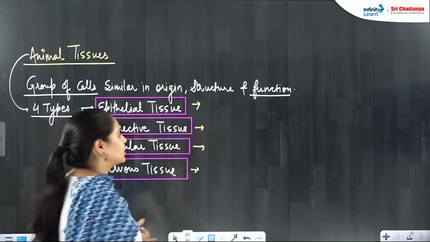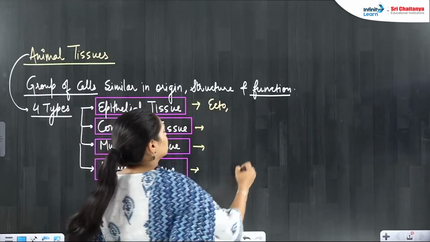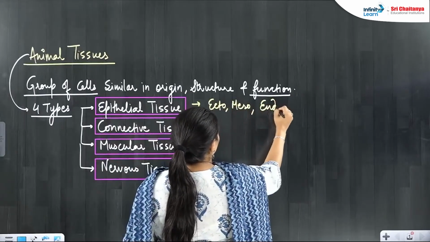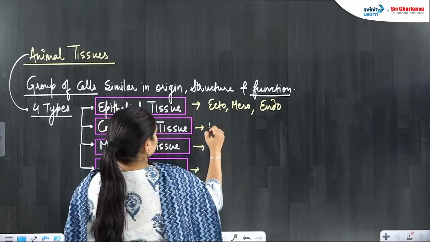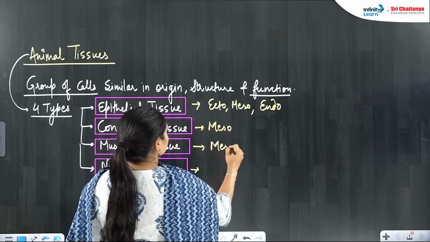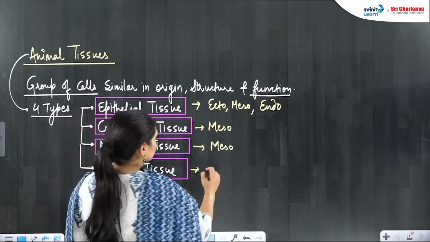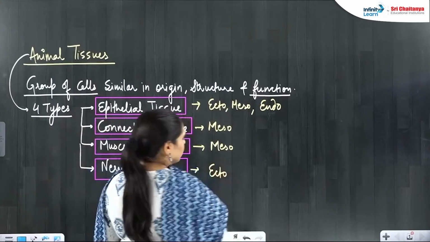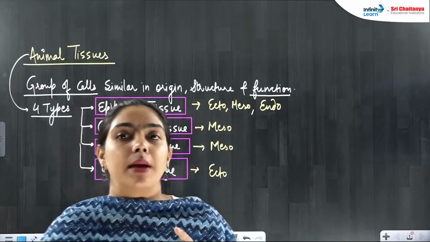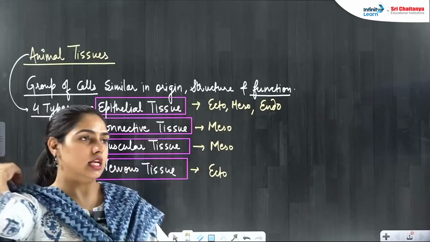So, epithelial tissue, all the germ layers can give rise to epithelial tissue: ectoderm, mesoderm, as well as endoderm. Connective tissue is mesodermal in origin. Muscular tissue is also mesodermal in origin. But nervous tissue is ectodermal in origin. Very, very important point. Now, let me discuss with you the epithelial tissue once again.